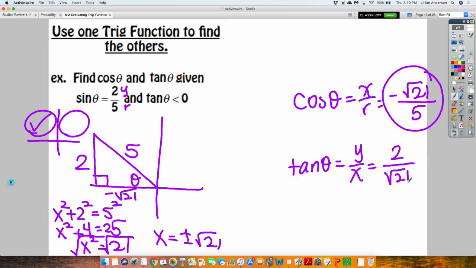Now, when the denominator or the numerator is negative, that means the entire fraction is negative. Can I have a square root in the denominator? So I have to what? Yes, it doesn't go away. So my final answer for tangent is going to be a negative 2 square root 21 over 21.